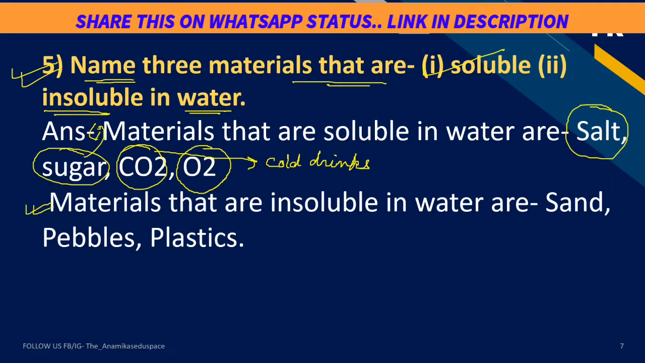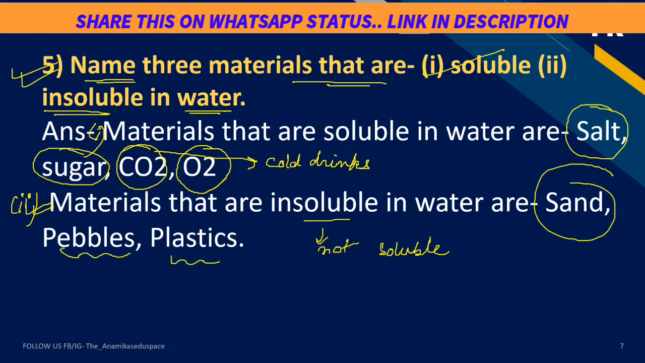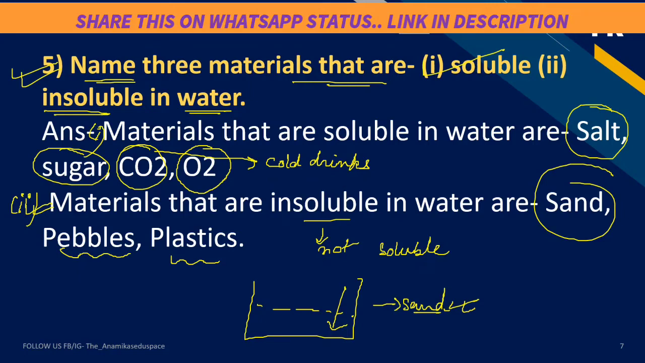Next, coming to the point number 2, that is the materials which are not soluble in water. Insoluble means not soluble. The answer will be sand, pebbles, plastic. So take a bucket of water, okay, and put sand into it. Then you will see the sand is not able to diffuse into the water, as it is not soluble in water, so it is known as insoluble.